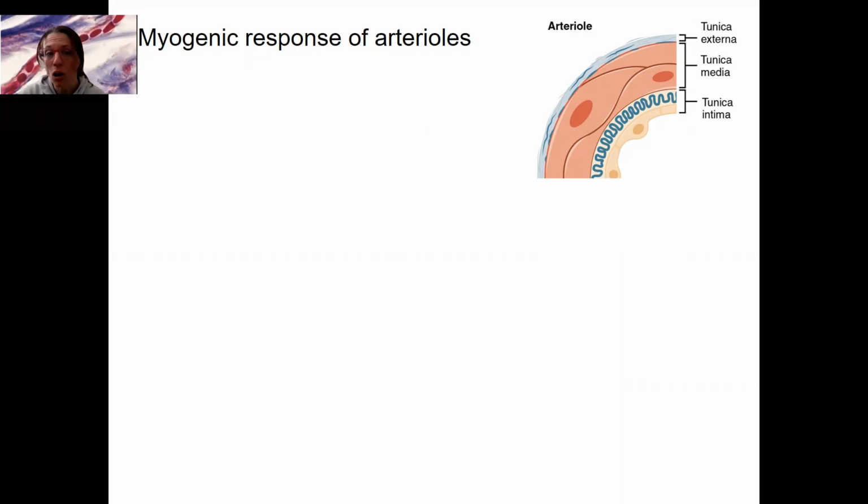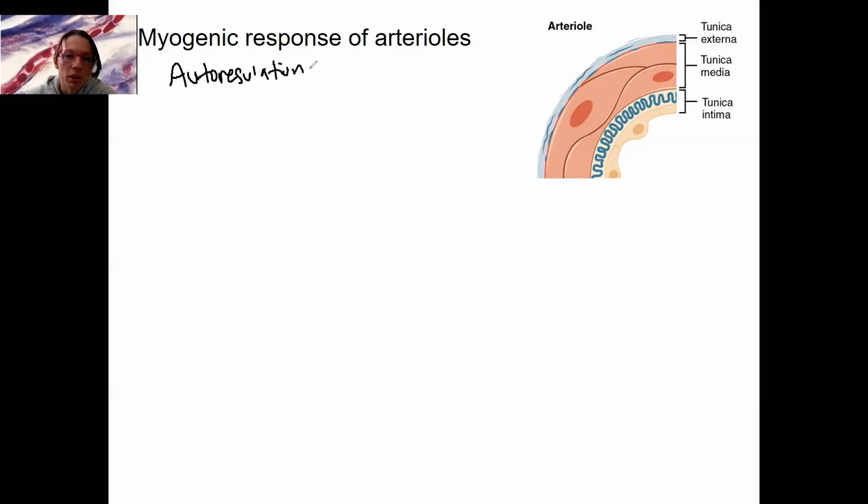So the key thing about autoregulation is that it's about local perfusion, as opposed to maintaining mean arterial blood pressure. So myogenic response, this is a type of autoregulation. Autoregulation is dealing with local tissue perfusion. Perfusion meaning the fluid getting to a tissue, blood, how well the tissue is getting blood.